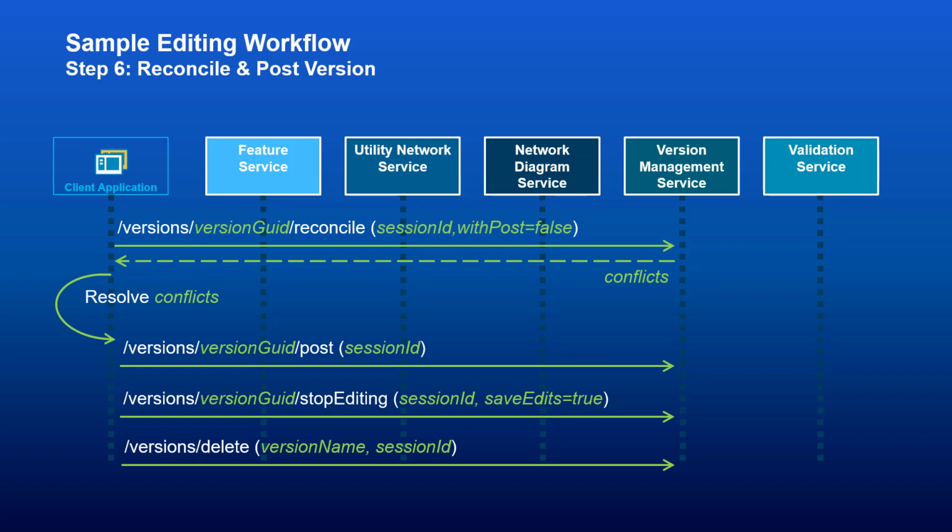You can say, I'm going to stop my edit. Again, I'm saving, but at this point I've posted, so it doesn't really matter. In this case, I'm showing that I'm saving those edits. And once I'm done with the version, I can go ahead and delete it. If I don't need to keep that version anymore because everything was posted to default, and I don't want to make any more changes, the best practice is to simply delete that version by going to the versions resource and calling the delete operation, providing the version name and the session ID that you were using.